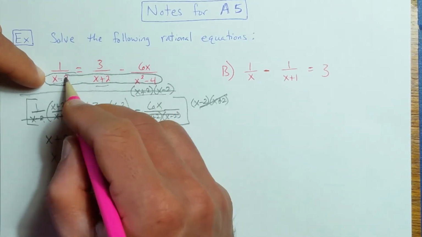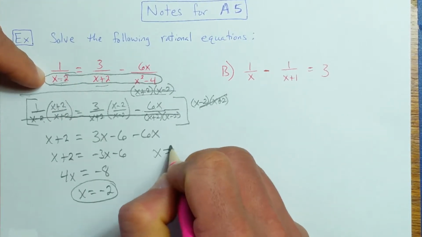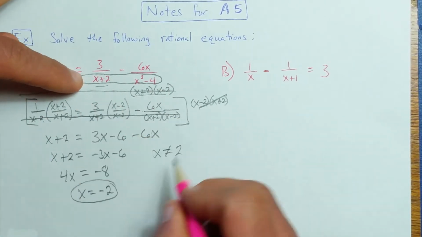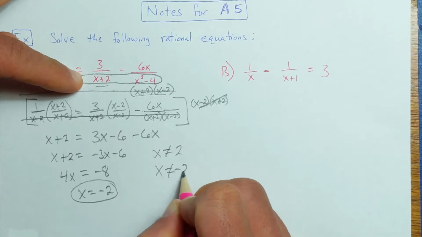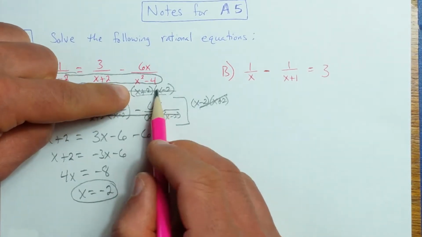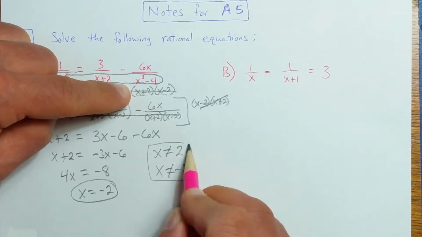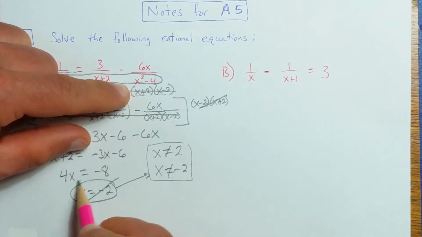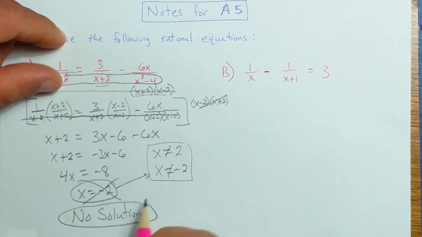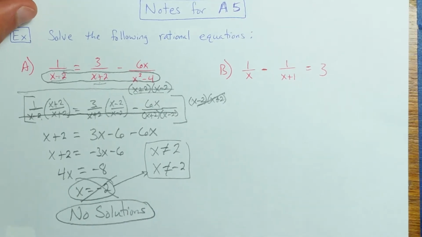So for example, if I list off the restrictions, x cannot equal 2. If it does, this first fraction is undefined. x cannot equal negative 2. If it does, the second fraction is undefined. And this one says x can't equal 2 or negative 2. So this cannot be an answer. So since it is, that means I have to cross it out. And realistically, my answer is there's no solutions. I can never get these functions to actually equal each other.